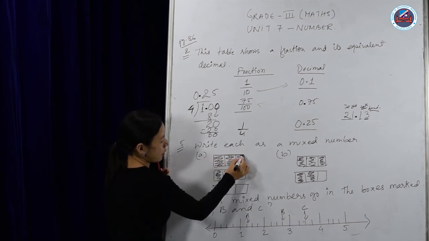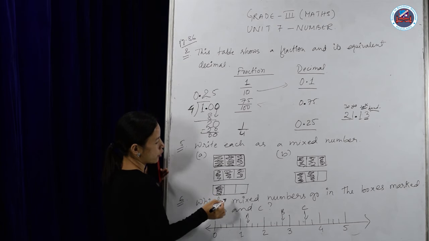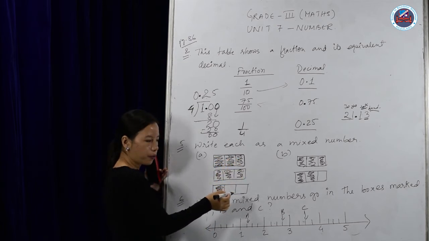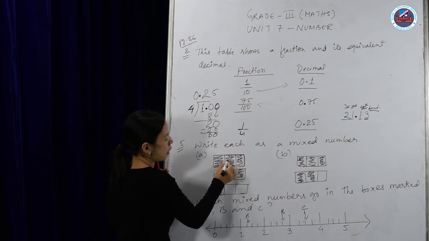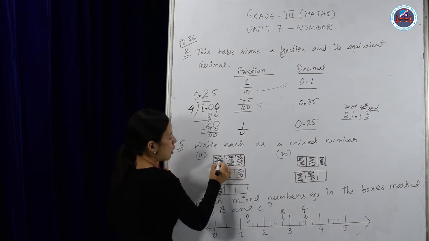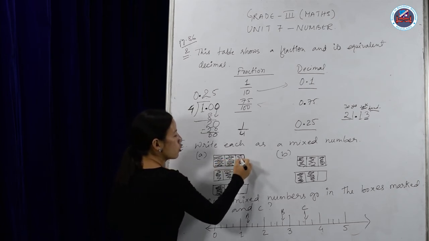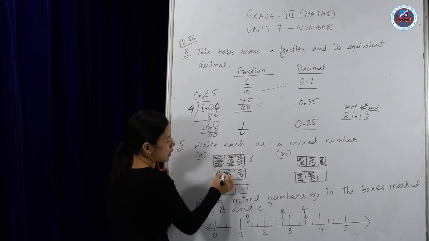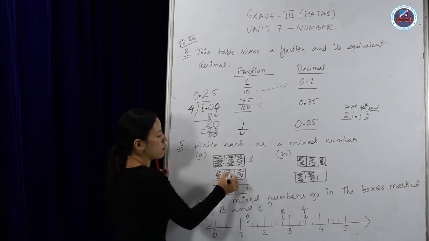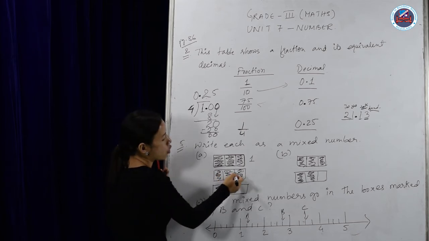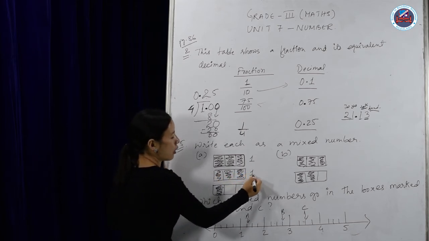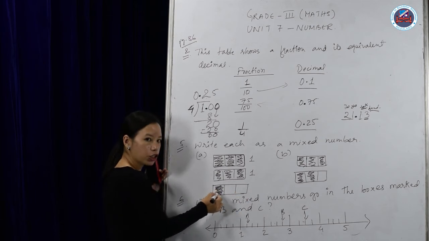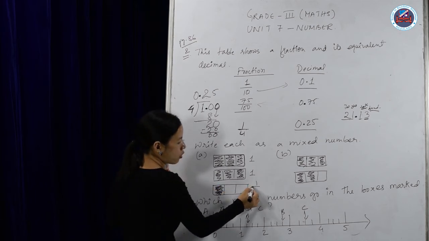Here, this shape is in the shape of a rectangle. All these are rectangles, and each of these shapes is divided into 3 parts. Here, all these 3 parts are shaded, so altogether that will be counted as a whole, right? And then here also, this rectangle is divided into 3 parts, and all 3 parts are shaded, so that will be counted as 1. Now here, out of these 3 parts, just 1 part is shaded, so we write 1 by 3.